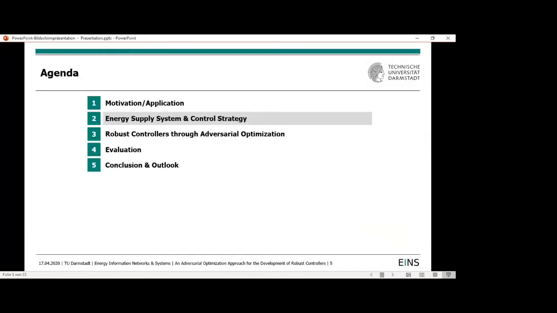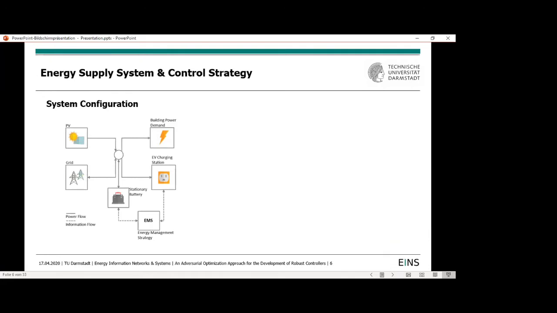In the following, I will give an overview of the investigated energy supply system and the implemented control strategy, starting with the energy supply system. In our work, we looked at the system of a building complex with an integrated charging station, and this system can be divided into a supply side and a demand side. On the supply side, we have the PV panel, which produces electric power, and then we have an external power grid which is connected to the system, which also serves as a power producer.